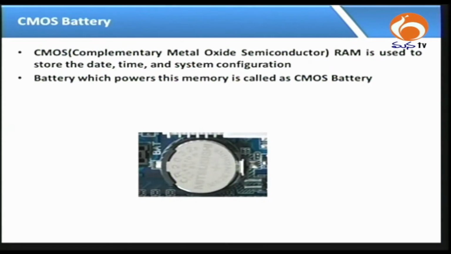In this slide we discuss the CMOS battery. The battery which powers this memory is called the CMOS battery. As per the previous session, we discussed that the CMOS chip is always integrated with the south bridge of the computer motherboard. The battery which is used to provide power to the CMOS chip is called the CMOS battery. Okay, battery is different, chip is different.